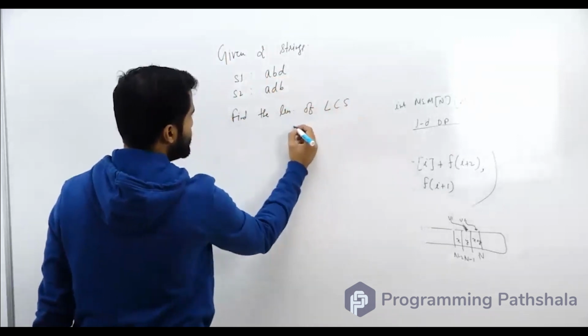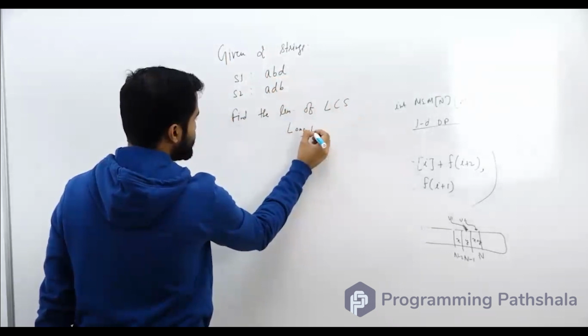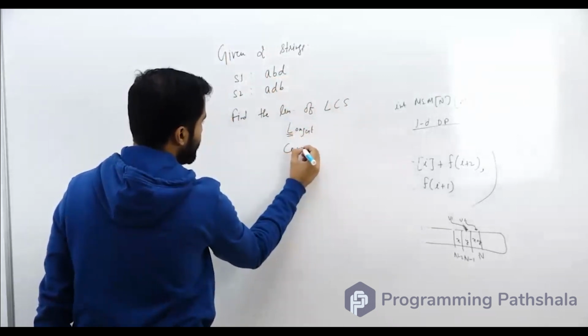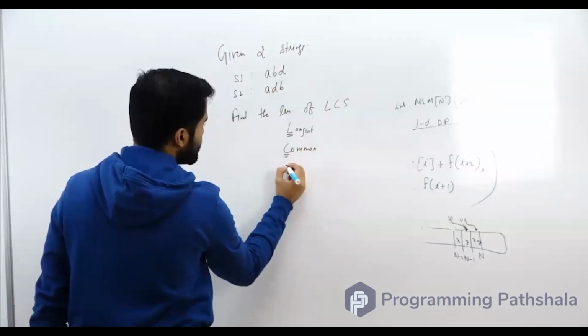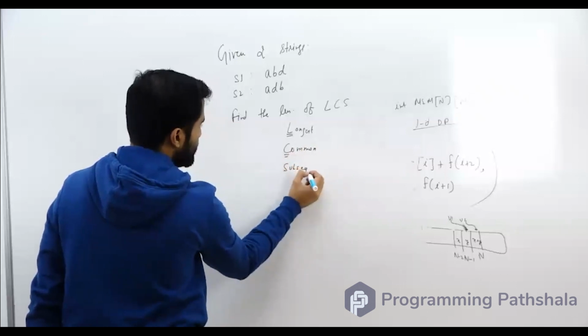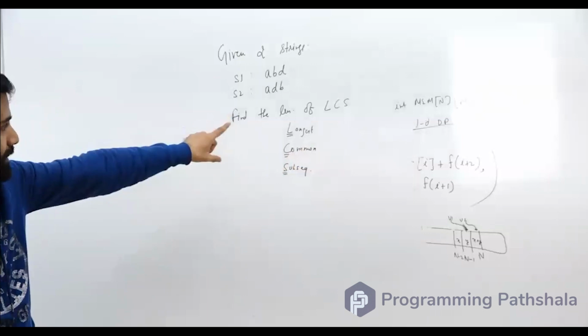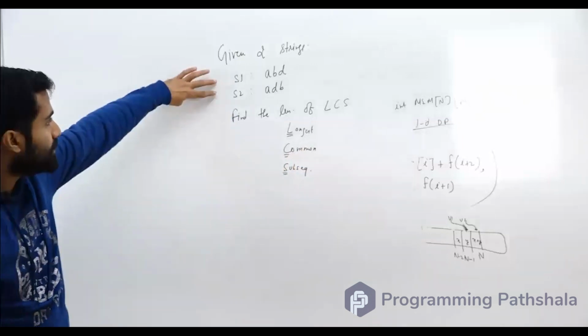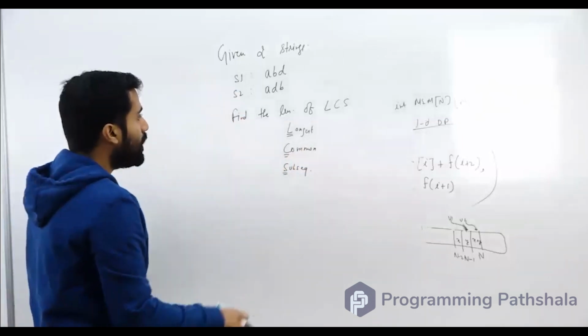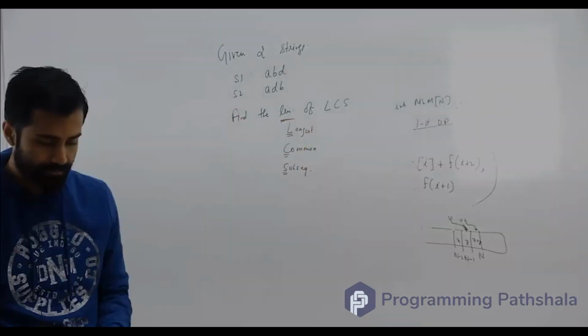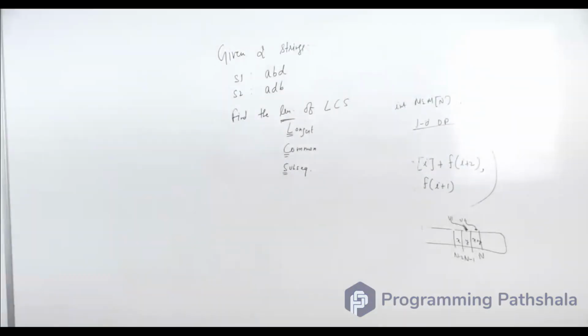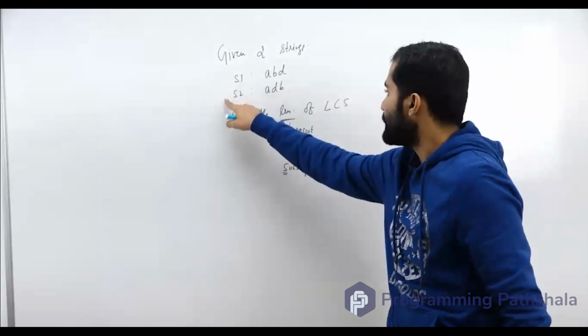LCS. LCS means longest common subsequence. I have already told you what is a subsequence. So now you try to understand the meaning of this thing. Two strings, you have to find the length of longest common subsequence. What is the longest common subsequence for S1 and S2?